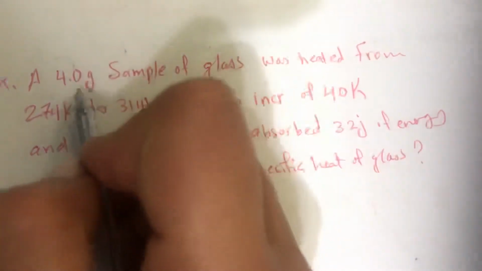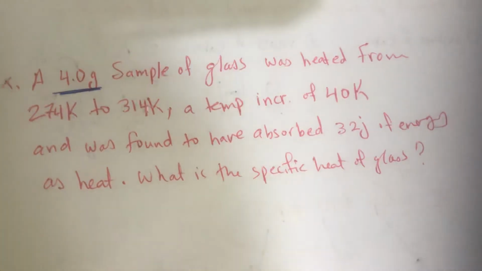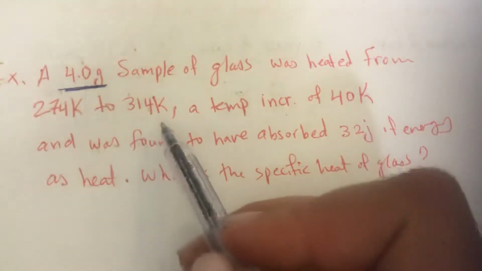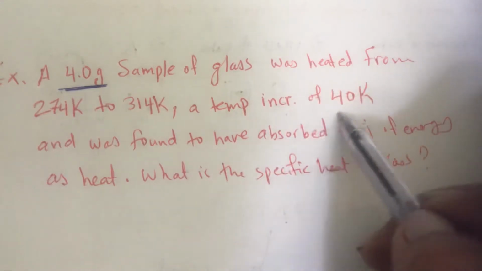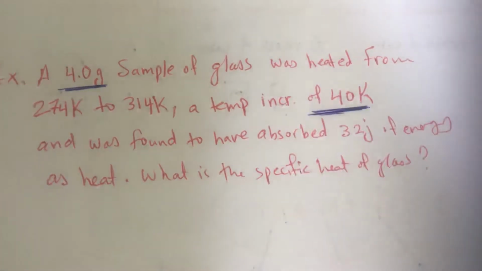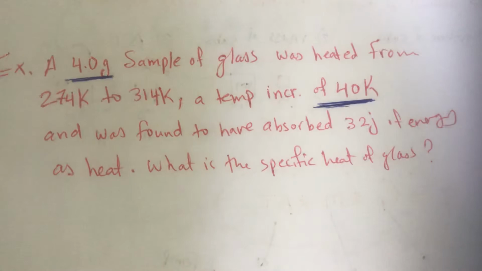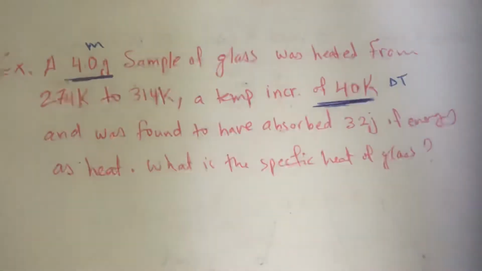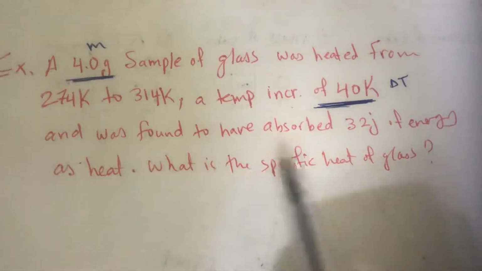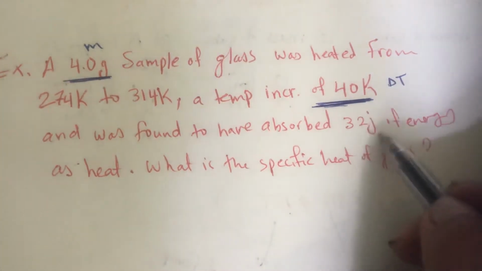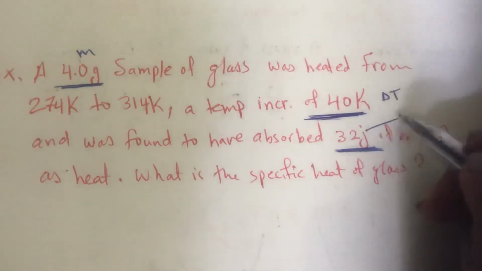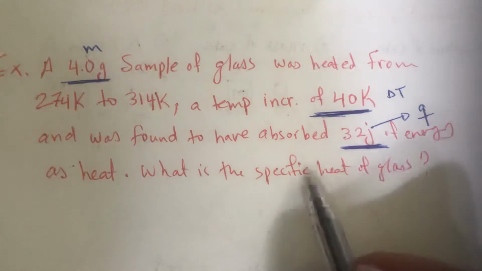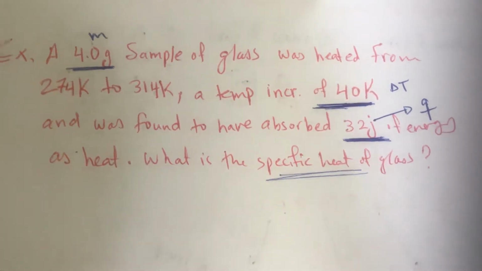So here a 4-gram mass is given in the question, heated from 274 to 314 Kelvin, a temperature increase of 40. Directly in the question they calculate delta T, and the sample was found to have absorbed 32 joule. So here heat Q. What is the specific heat?